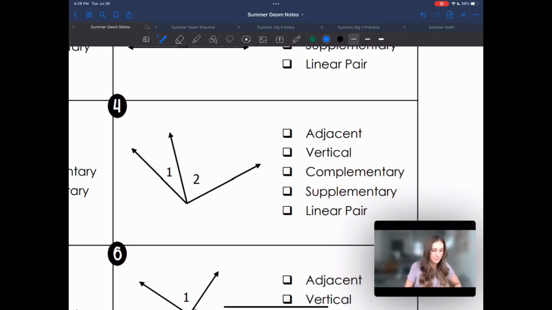Number 4, let's take a look at angles 1 and 2 here. They are adjacent, right? They definitely share a side right there. They are not vertical. They're not across from each other. How about their angle measures? We don't know. We don't see any 90-degree angles. This angle is definitely not a straight line, so this doesn't add up to 180. And they don't tell us if that's a right angle, so it's not a 90-degree angle. It's not complementary and not a linear pair, so that would be it, just adjacent.